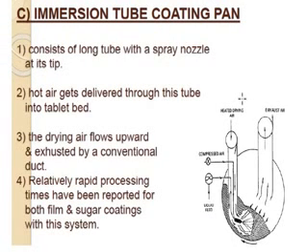This is the immersion tube coating pan. Here a tube is immersed inside for providing air, and exhaust air is also removed by immersing this tube. Generally it consists of a long tube with a spray nozzle, and hot air gets delivered through this tube. This is the tube. Then the drying air flows upward by another duct or tube.